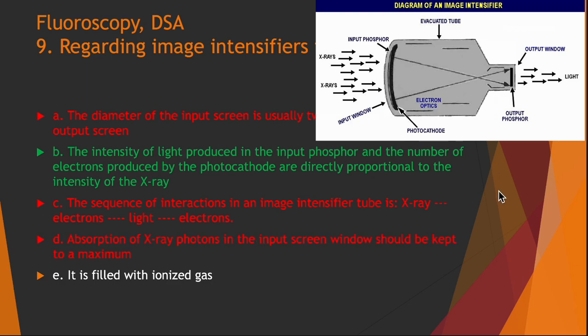Absorption of X-ray photons in the input screen window should be kept to a maximum. Actually, the input screen window is devised just to give mechanical strength and to maintain the vacuum. So the attenuation of the X-ray here should be minimal. So the answer to this question is false. The vacuum tube is filled with ionized gas. Again, it is false. It is a vacuum. Regarding the image intensifier, is the fluoroscopy tube filled with gas? No, it is not filled with any gas, because that will hinder the movement of the electrons. So it's a vacuum tube.